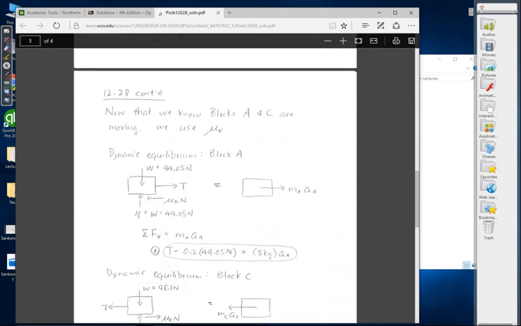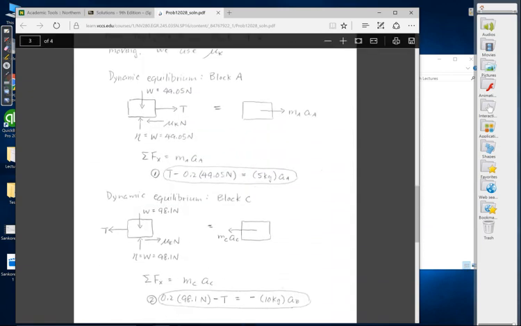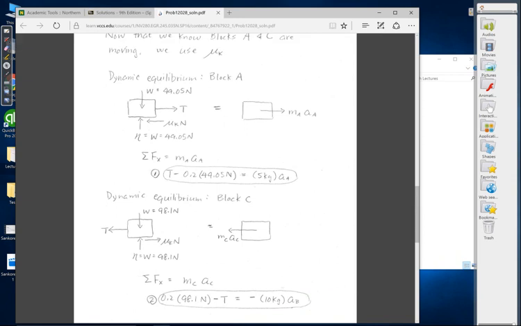Okay, so here are the two diagrams now for block A. We have essentially the same forces: weight, tension, normal force, and the frictional force.